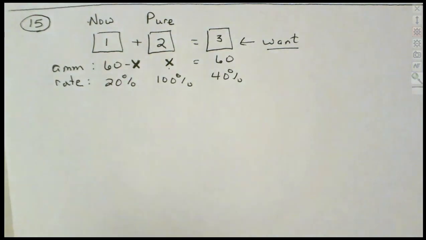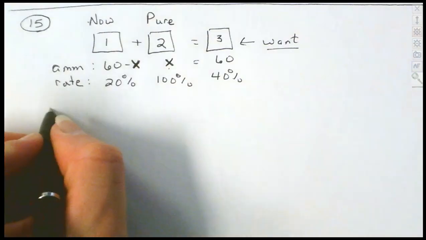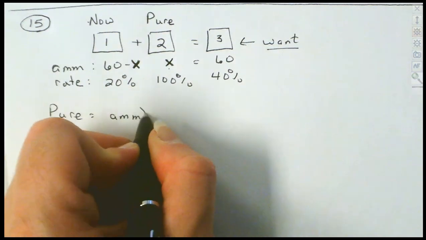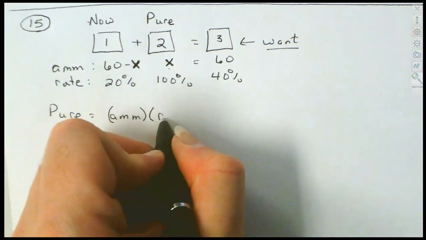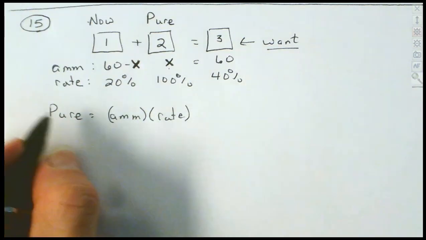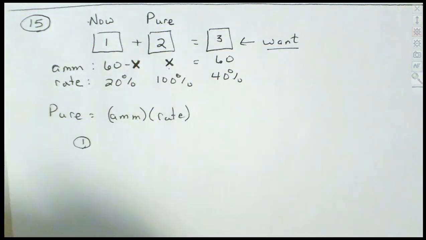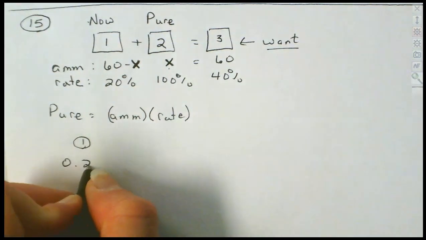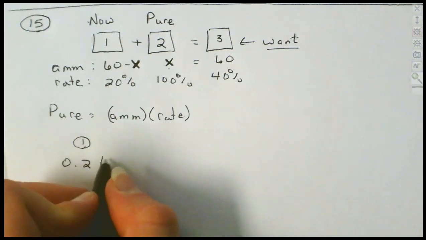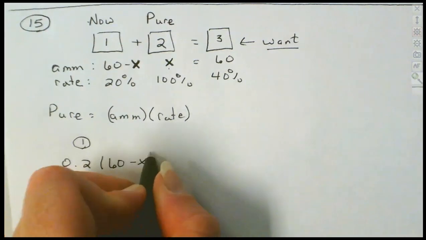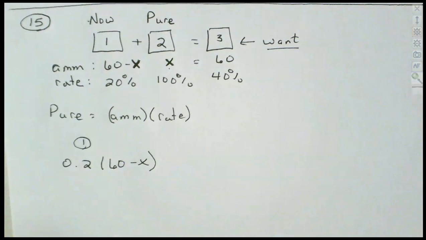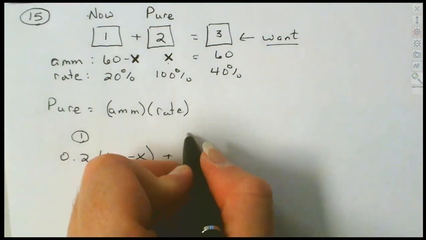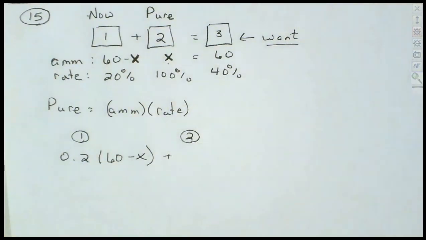Now we're going to work with our pure antifreeze. So let's look at the pure. Pure is the amount times the percentage rate as a decimal. So the first one is what we've got right now. And as of right now, we've got that 20%. We've got 60, but we're going to have to take some of it out. We're going to have to drain a little bit of it down. That way, when we drain it down, we can add in our pure.